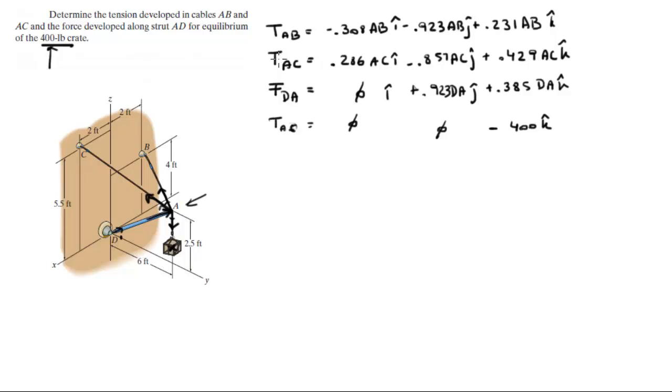Now the problem becomes very simple, because you know that the sum of the forces is equal to 0. So all the i's together have to be equal to 0, all the j's together have to be equal to 0, and all the k's together have to be equal to 0. By knowing this, you can build 3 equations and you have 3 variables, and you can just solve them. So let's add all the i's together. You know that minus 0.308 AB plus 0.286 AC is equal to 0. We got our first formula.